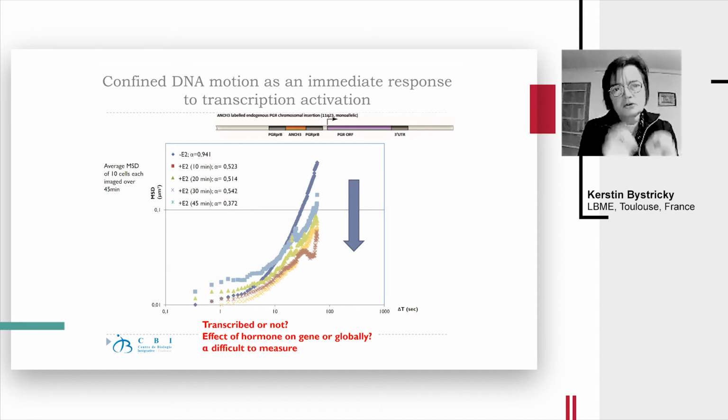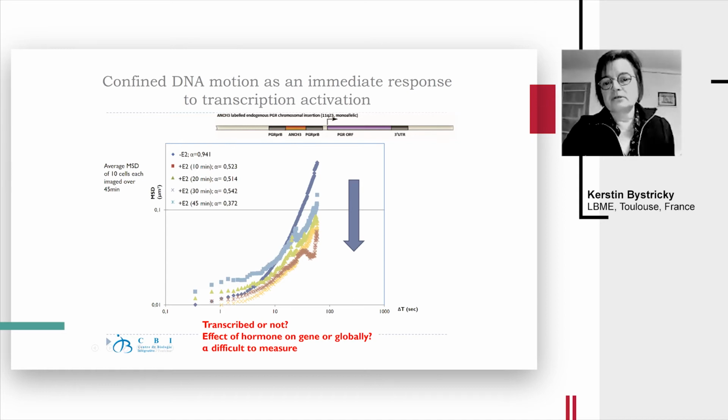But if you only look at single cells, you have to have a way to know whether your gene is transcribed or not. Because otherwise, what we see here could simply be an overall effect of throwing hormone onto a cell and having some kind of global consequence on the motion. And also alpha is clearly difficult to measure.